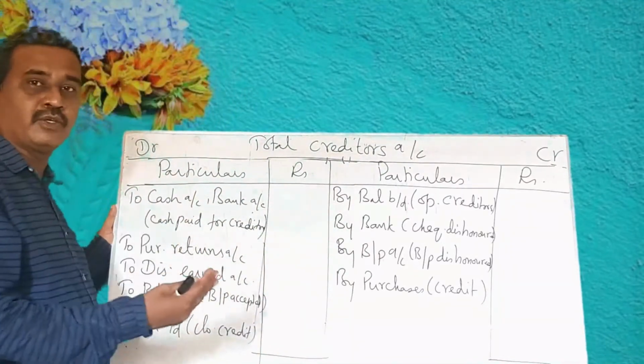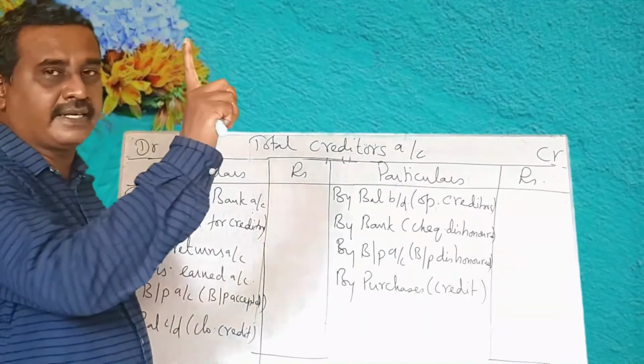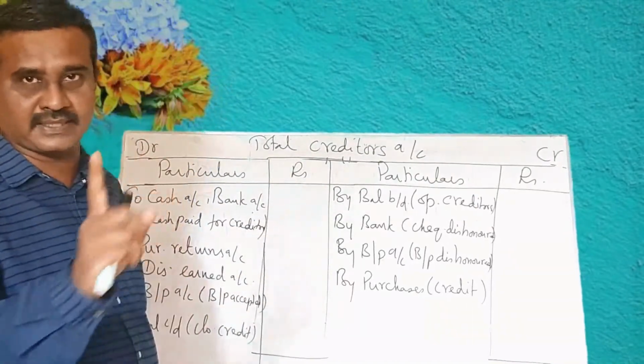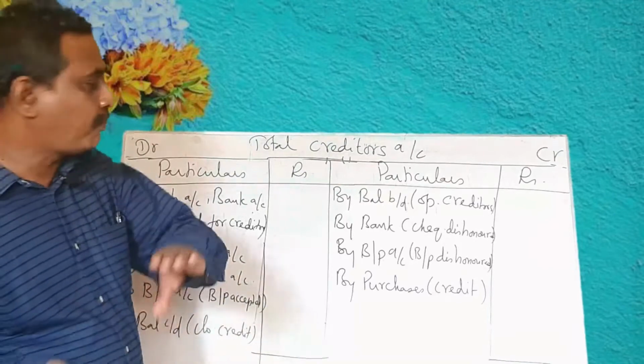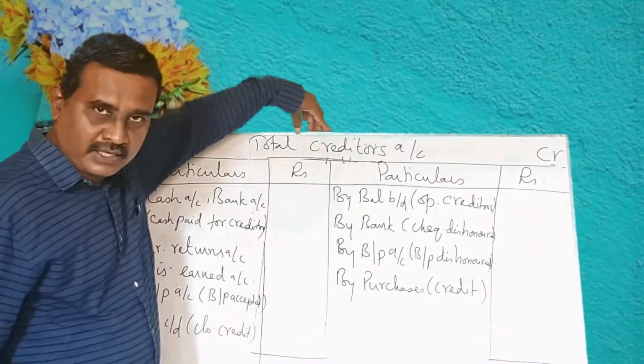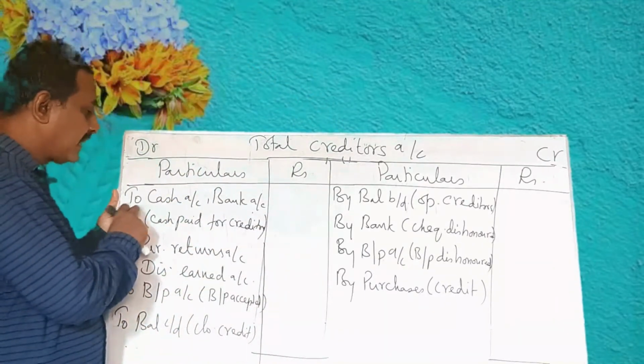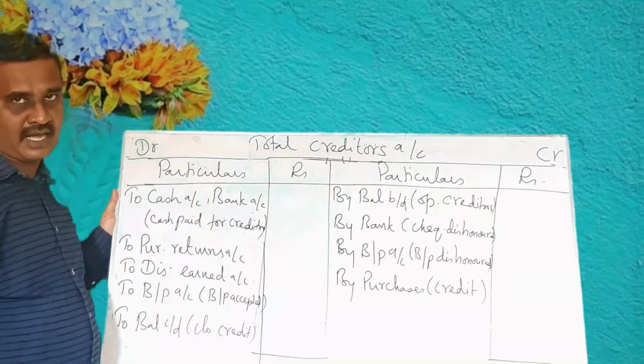When cash is paid to total creditors, what would be the entry? Total creditors account debit to cash account. How should this be posted to the total creditors account? Take the total creditors account, come to the debit side, and write "To cash" in the particulars column.